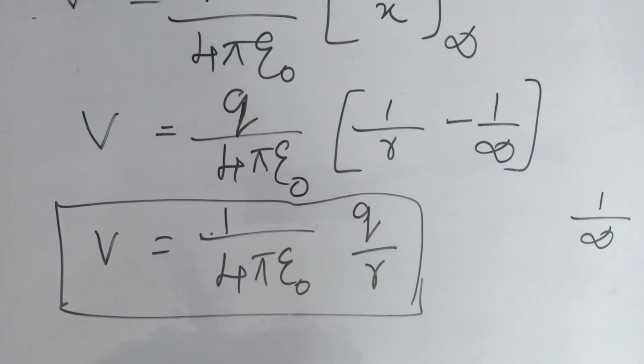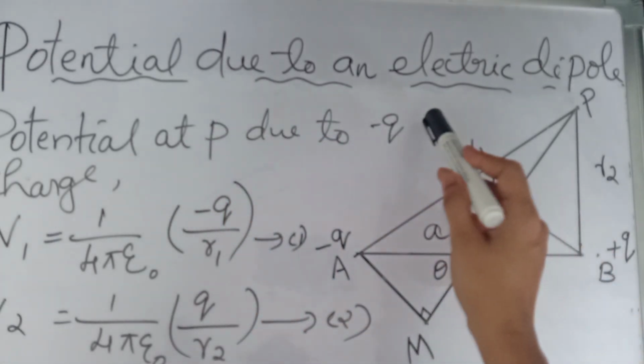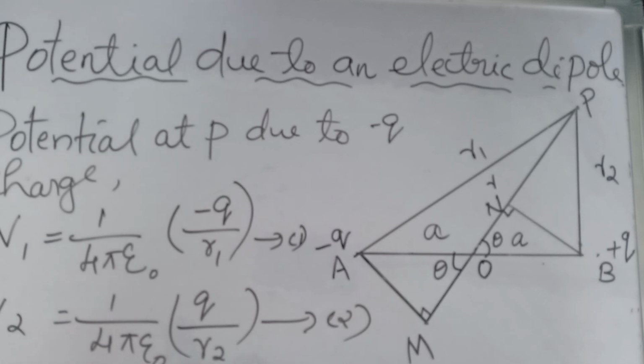Now we can move to the next topic, that is potential due to an electric dipole. Now we can find the equation for finding the potential due to an electric dipole. We have already discussed the equation for getting the electric field due to an electric dipole in the last chapter, right? So what is an electric dipole? An electric dipole is a system of charges. They are separate, equal and opposite charges. They are separated by a small distance, right? Now here we will find the potential due to an electric dipole.